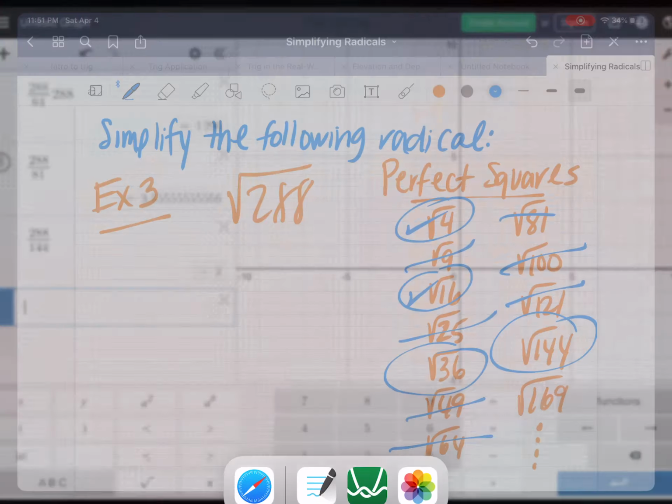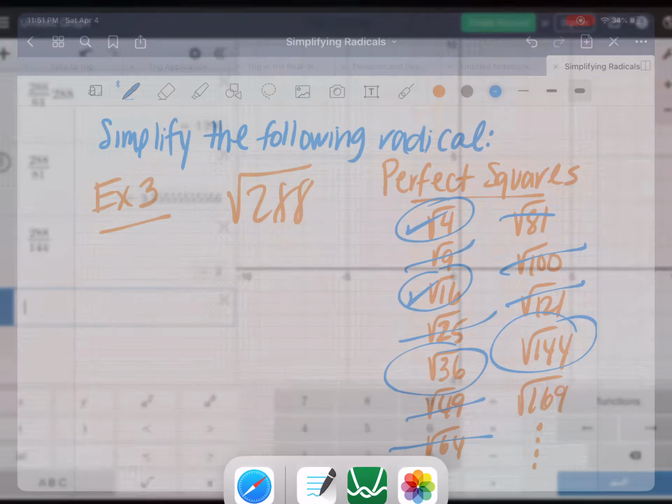Your last step is to simplify. Square root of 25 is 5. Bring down the square root of 6. And again, I know I am done simplifying because the square root of 6 cannot be divided into any of these perfect squares. So this right here is your final answer.